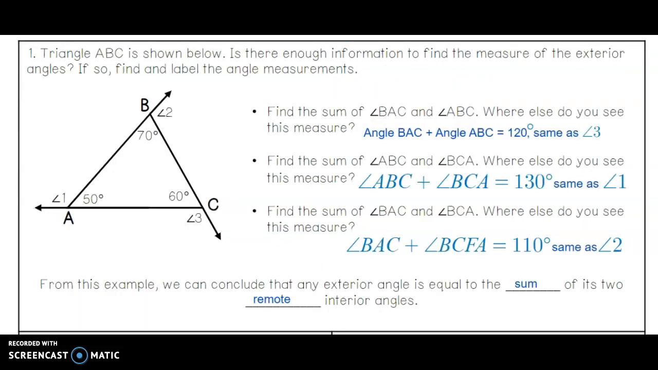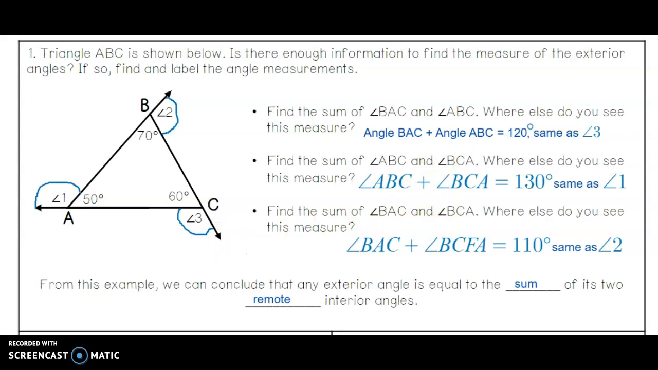Triangle ABC is shown below. Is there enough information to find the measure of the exterior angles? So let's stop reading there and let's just identify our exterior angles. We have angle 2, that is outside of the triangle, and it is caused by this extension of line segment AB. We have angle 1 created by this extension. It is outside. And we have angle 3, which is also an exterior angle.